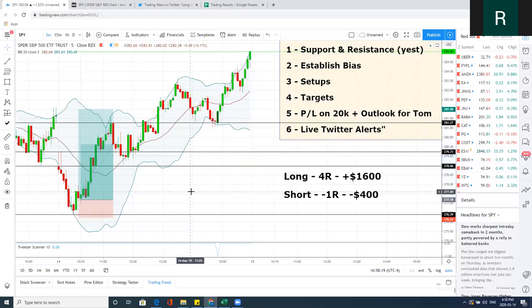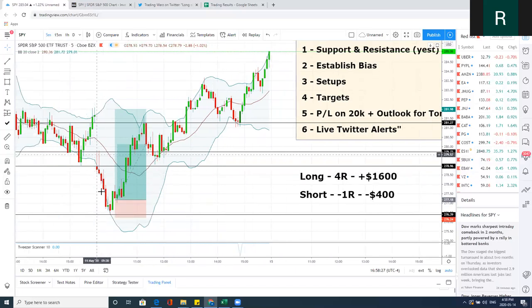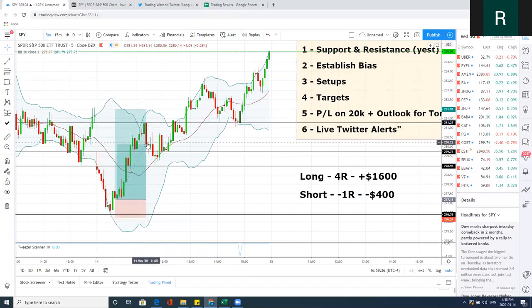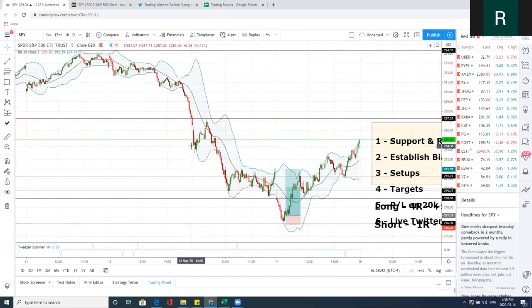Okay. For the shorts, like I said, we were very, very extended coming into the open. So you could have either just taken this quick short here for a 1R, or the more reliable play, guys, would be taking the short at the gap fill, because we know that's where the area of resistance is going to be. And unfortunately for the shorts, they could not squeeze out an R or 2R on this play, but it's okay. If we look at the last 2 days, look at these big winners for the shorts.